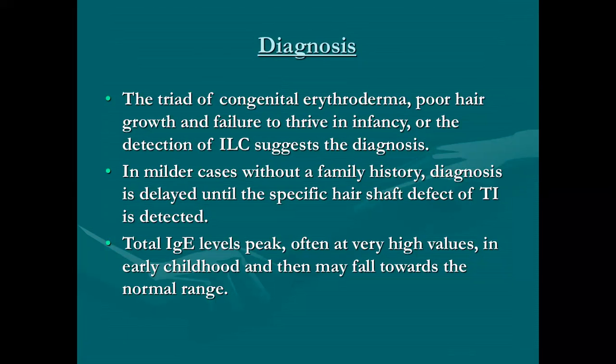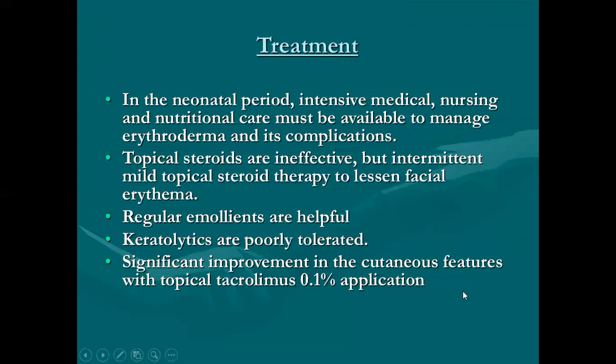Histopathology shows slight parakeratosis associated with psoriasiform hyperplasia and mild chronic inflammatory infiltrate, so no specific feature of this syndrome. Diagnosis: the triad of congenital erythroderma, poor hair growth, and failure to thrive in infancy supports the diagnosis of Netherton syndrome. In milder cases without a family history, diagnosis is delayed until the specific hair shaft defect, trichorrhexis invaginata, is identified. Total IgE levels often peak at very high values in early childhood and then may fall towards the normal range.